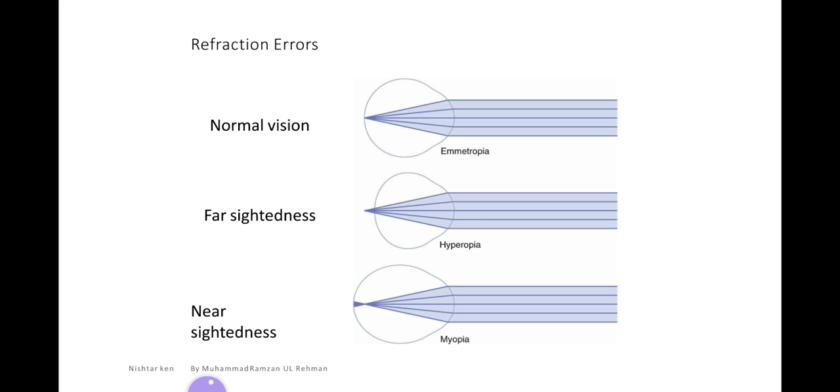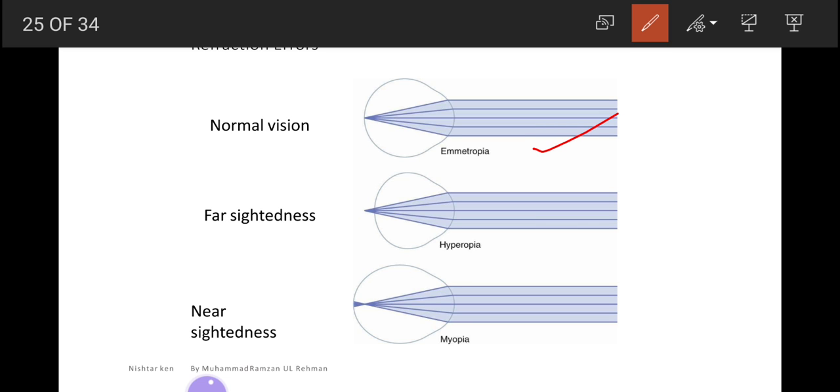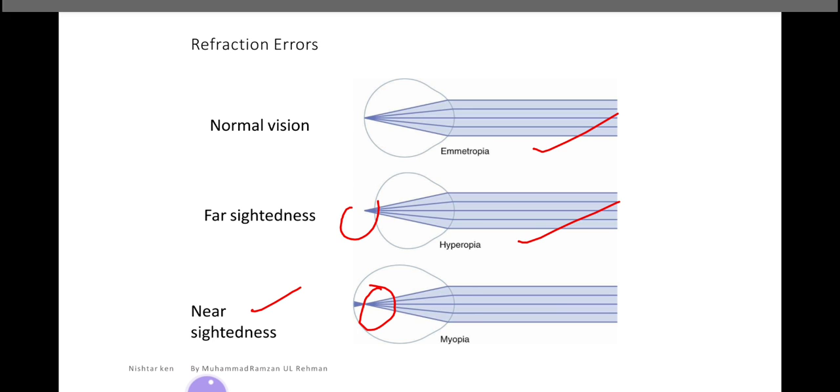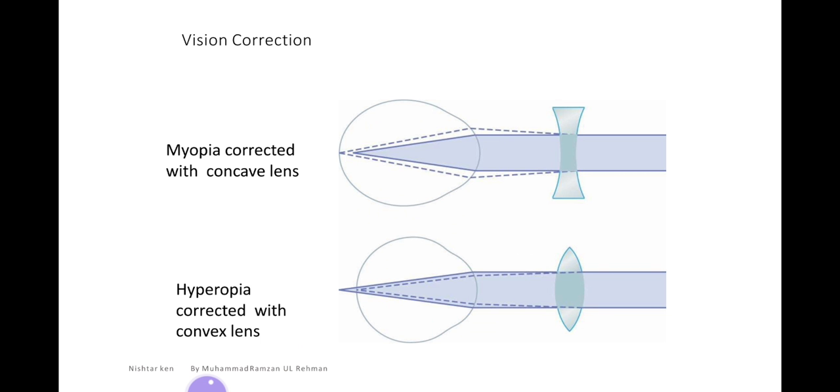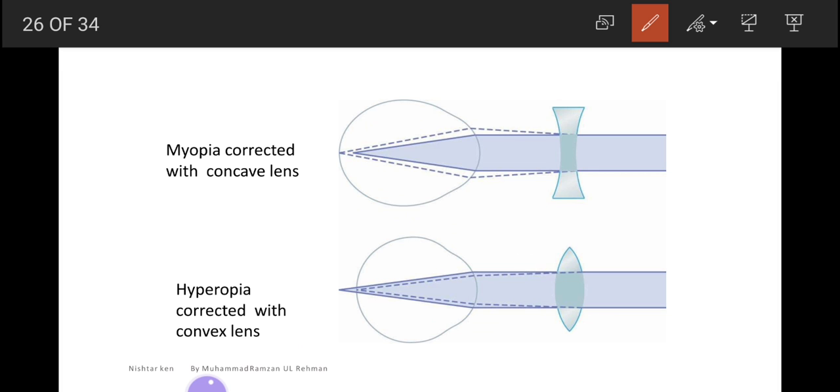This figure shows the normal vision, emmetropic; farsightedness, hyperopia, where the image is behind the retina; and nearsightedness, myopia, where the image is in front of the retina. And this slide shows a comparison of myopia with hyperopia. Myopia is corrected with the concave lens and hyperopia is corrected with the convex lens.